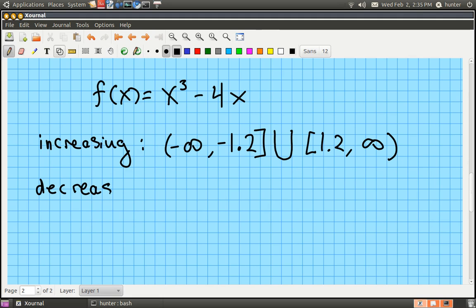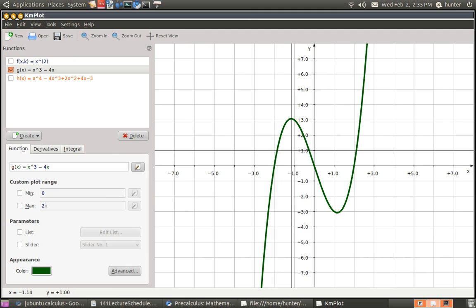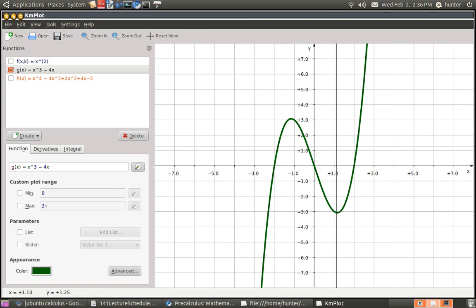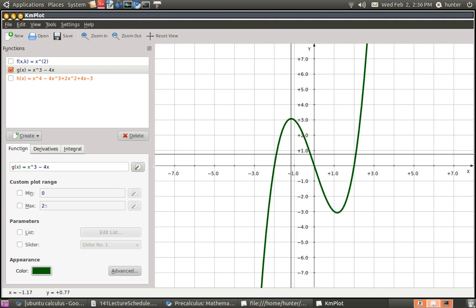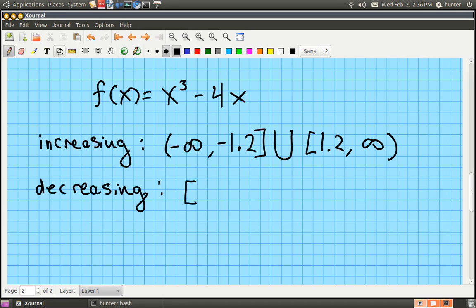Now let's write down where it's decreasing. Where is the picture? Alright, so we decided that it reaches a peak here at negative 1.2, and it looks like it reaches a low point here at positive 1.2, so it's going to be decreasing from negative 1.2 to positive 1.2. So I'll just write that as an interval, negative 1.2 to positive 1.2. And that's it. So done. This is the answer.